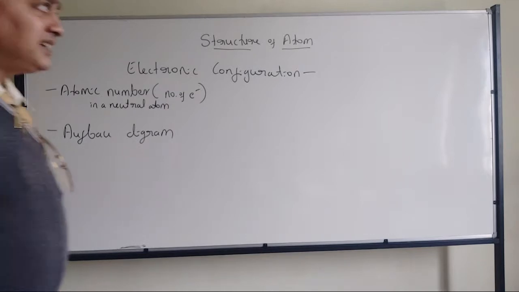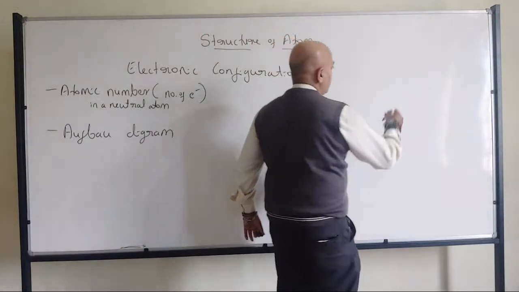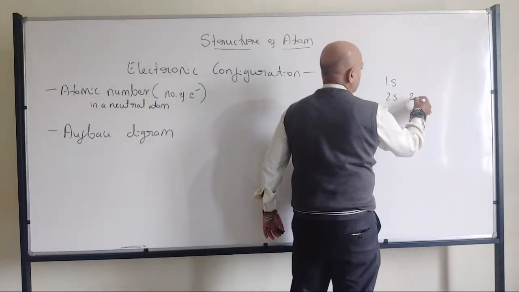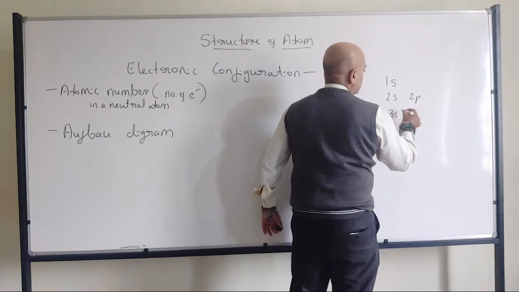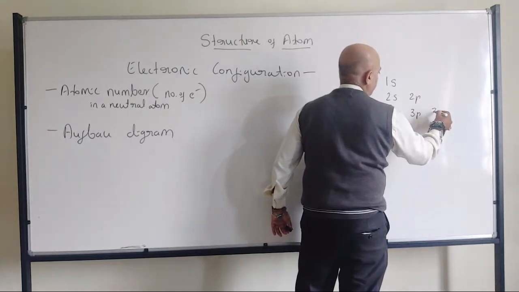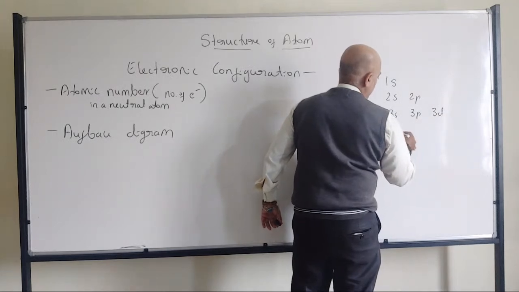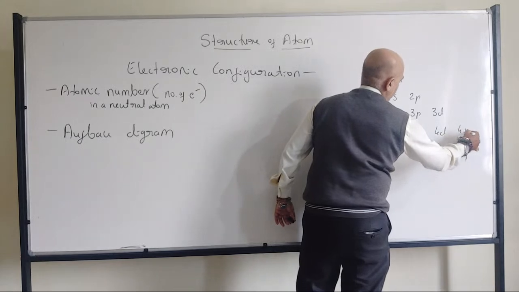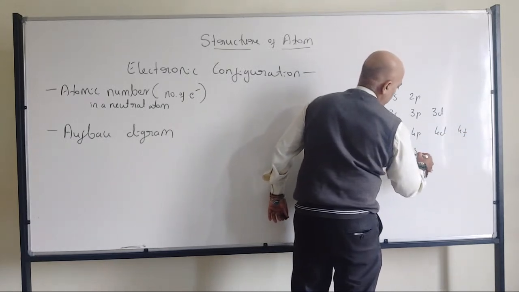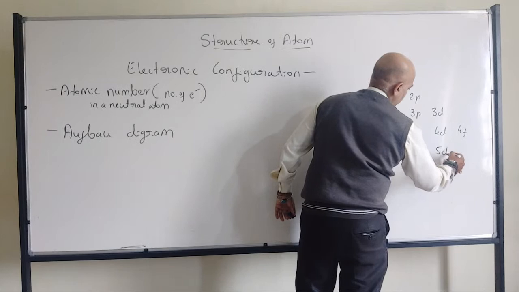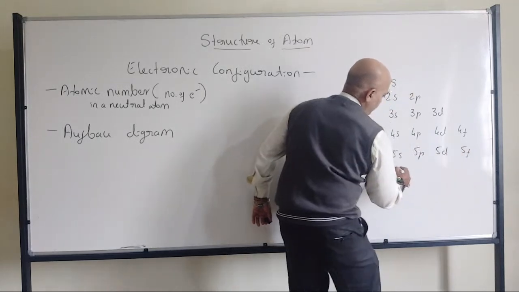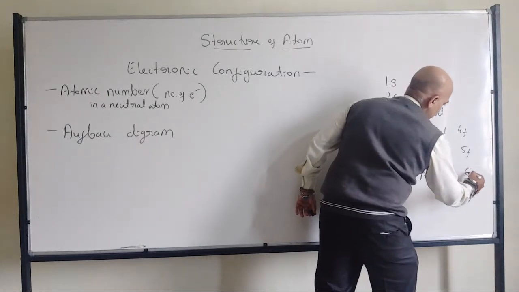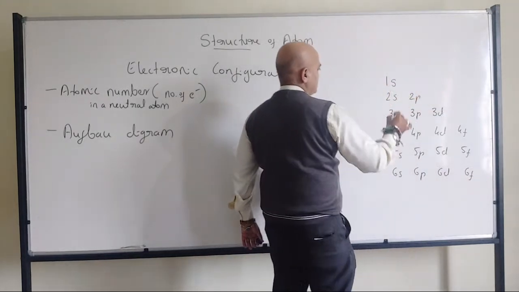Fine? So in that case, first I will write the Aufbau diagram. 1s, 2s, 2p, 3s, 3p, 3d, 4s, 4p, 4d, 4f, 5s, 5p, 5d, 5f, 6s, 6p, 6d, 6f. Okay, this much is enough.